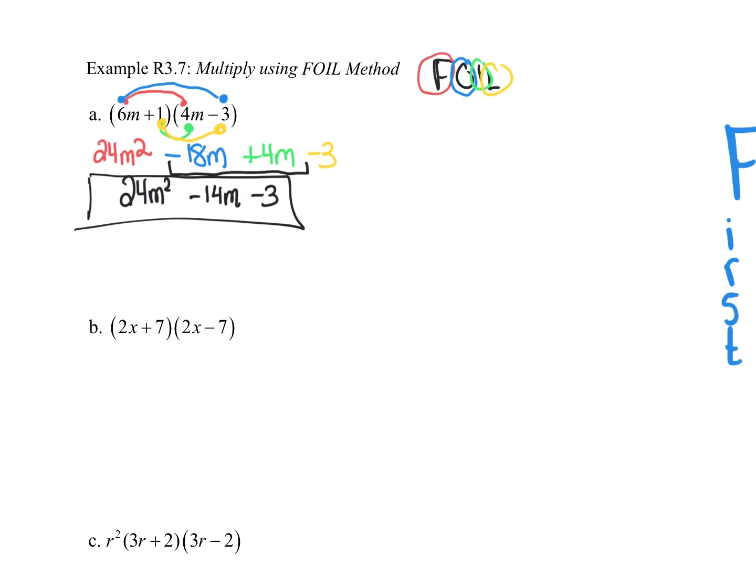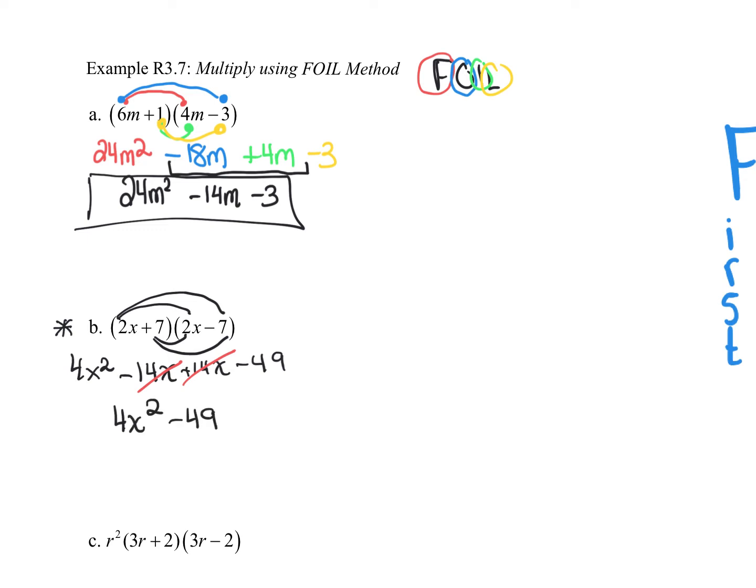So we're going to FOIL again. This one I'll put a little star by. It's a special pattern that we're going to talk more about in a second, but I just wanted to put that next to it so you can remember it later. So first, get me my 4x squared. Outsides, get me a negative 14x. Insides, get me a positive 14x. And my last, get me a minus 49. The 14x's have opposite signs, so they'll cancel off. So this is 4x squared minus 49.